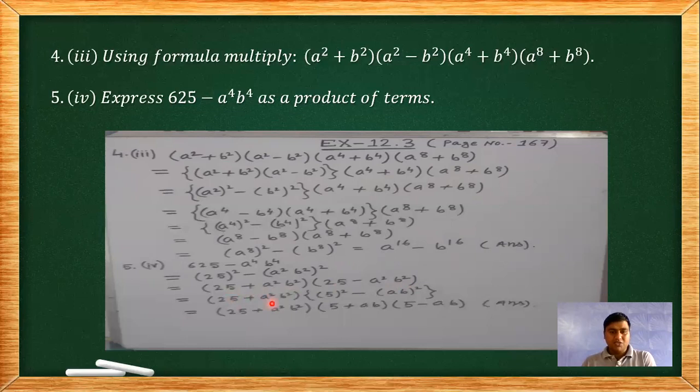Again 25 plus a square b square, and the last term 25 equals 5 square and a square b square equals (ab)². In the last bracket, the first bracket is the same. In the last bracket, this is again the formula: a square minus b square is a plus b into a minus b. 25 plus a square b square is the same. This equals 5 plus ab into 5 minus ab. So therefore the answer, the product of three terms, is 25 plus a square b square, 5 plus ab, 5 minus ab. This is the answer. So let's go to our next problem.